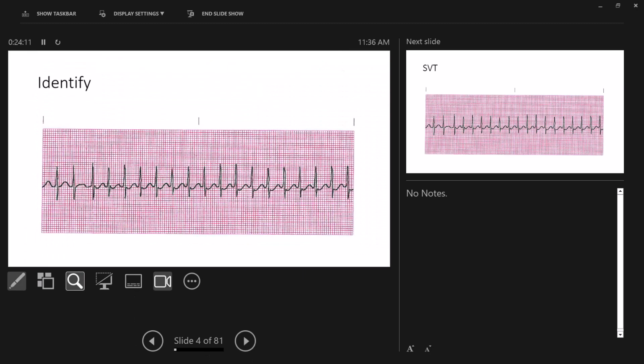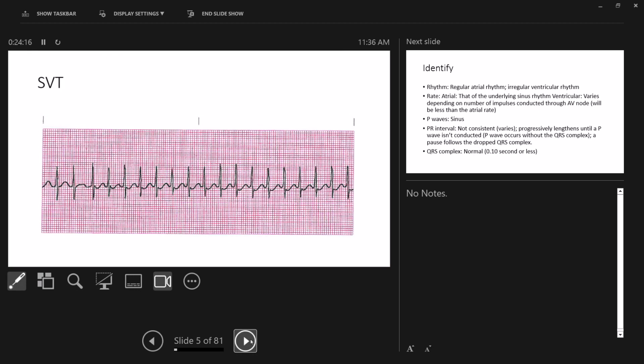Okay. So somebody tell me what that rhythm is. Yeah, that's SVT. Now let me ask you a question. From a hemodynamic perspective, with a rate of 190, what are you going to see in your patient? Now, you won't be tested on this on your exam, but again, remember, this class is building you up so that you can go into advanced cardiology in the fall. But what would you most likely see in your patient?